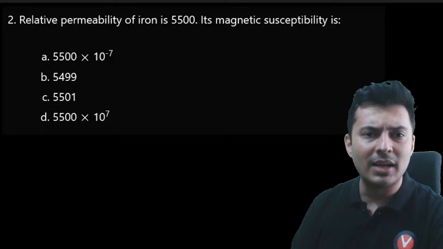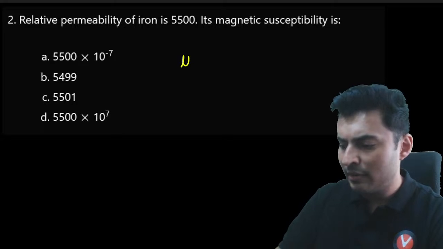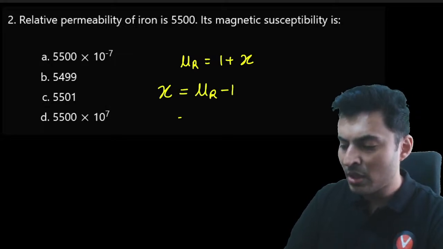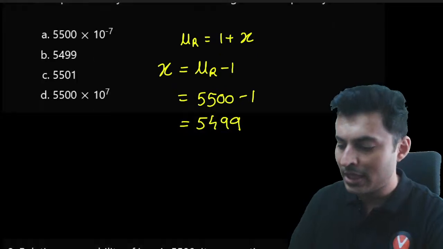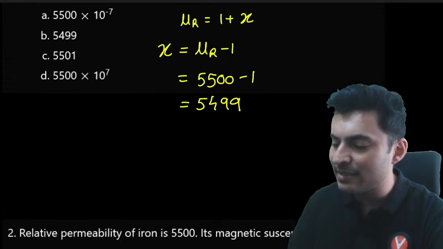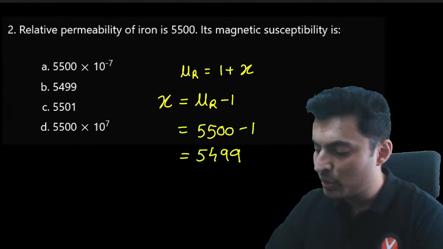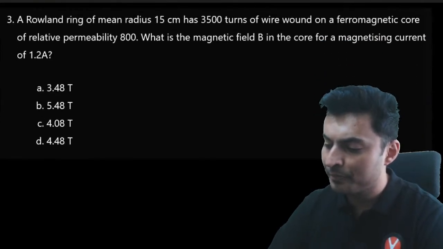So, relative permeability of iron is this much. What is the magnetic susceptibility? Remember, relative permeability is 1 plus susceptibility. So, the susceptibility is relative permeability minus 1. So, it is 5500 minus 1, so it is 5499. Yes, this is the answer. Very good. Very simple looking question. If you know the formula, if you know the theory, you can easily do this. Let's move on to the next one coming up on your screen.